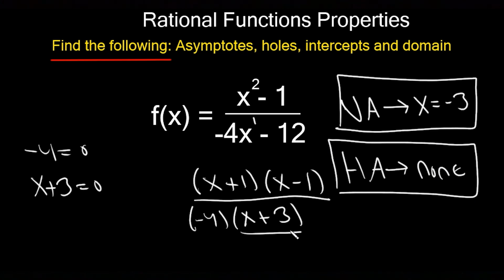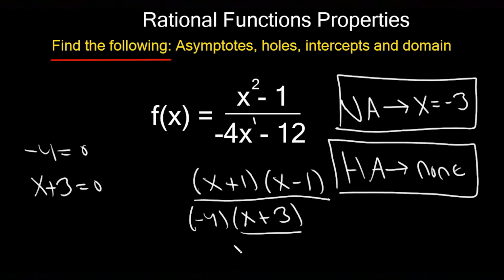So if you look at what I have factored here, nothing ended up canceling out. Okay, so I'm not going to have a hole. So in this example, we do not have any holes. We don't have to worry about it. But again, in the next couple of examples, we will have holes, and we'll talk more about that when that does occur. Intercepts simply mean where it's crossing the x and where it's crossing the y.